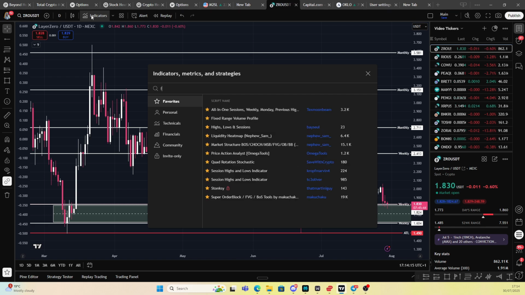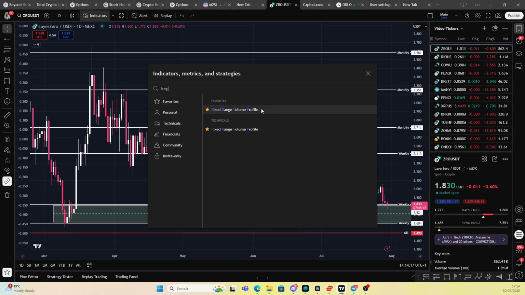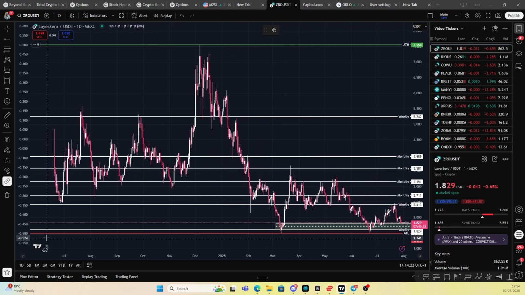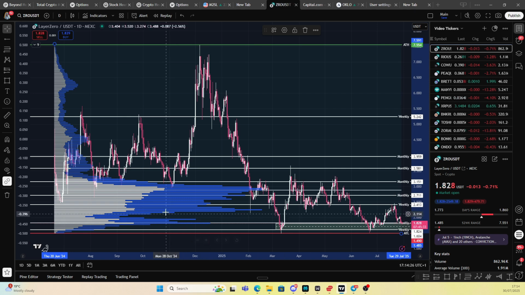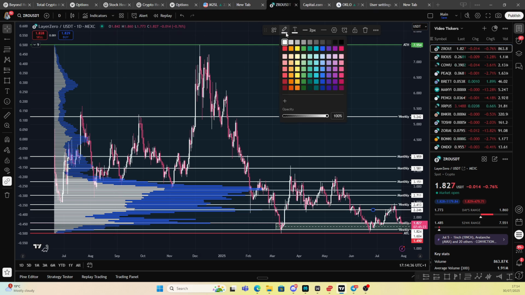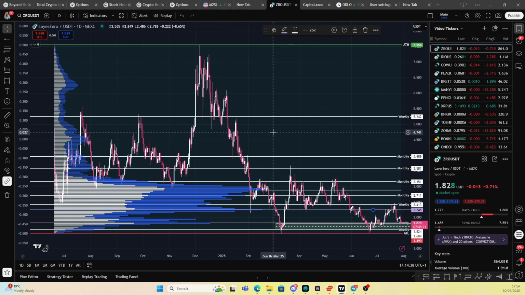So if I click on here and go on FRVP, where is the volume on this ticker? What price levels do we see quite a lot of volume? If I draw that out, we can see this is quite a strong volume level. So I would go on here, press Alt H, and turn that purple. So we've got a volume level there.